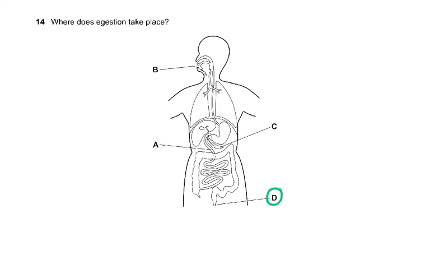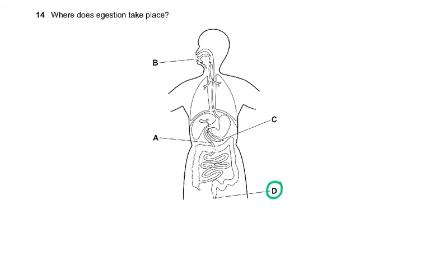Then where does egestion take place? And you know egestion takes place at the anus. So B is, of course, they're showing you the buccal cavity. A is the duodenum. C is the pancreas. And D is the anal canal. And just above this would be the rectum where the feces are stored.